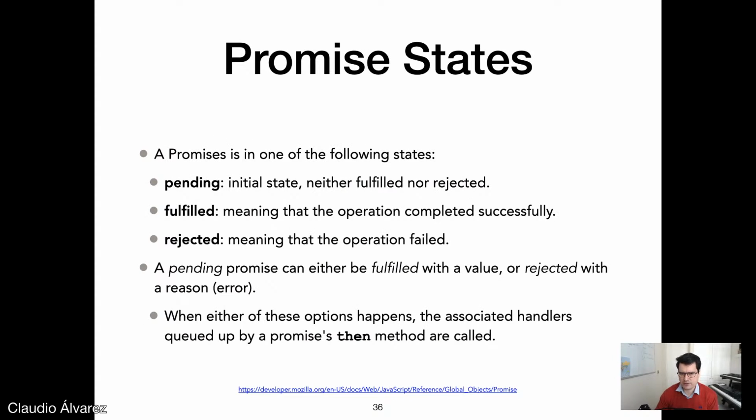A promise is one of the following states. It's pending, initial state, neither fulfilled nor rejected, pending o unsettled, ¿ya? Fulfilled o rejected, que son ambos parte del estado settled. Fulfilled meaning that the operation completed successfully, rejected meaning that the operation failed. A pending promise can be either fulfilled with a value or rejected with a reason. When either of these options happens, the associated handlers queued up by promises then methods are called.